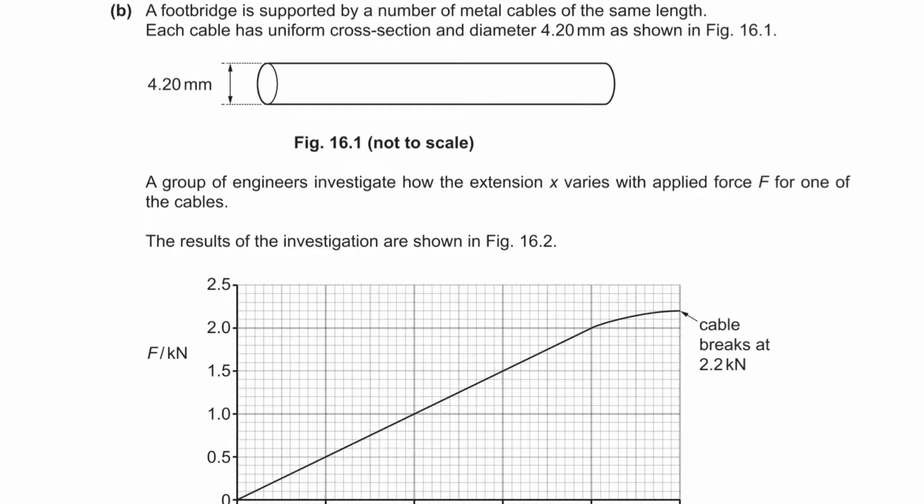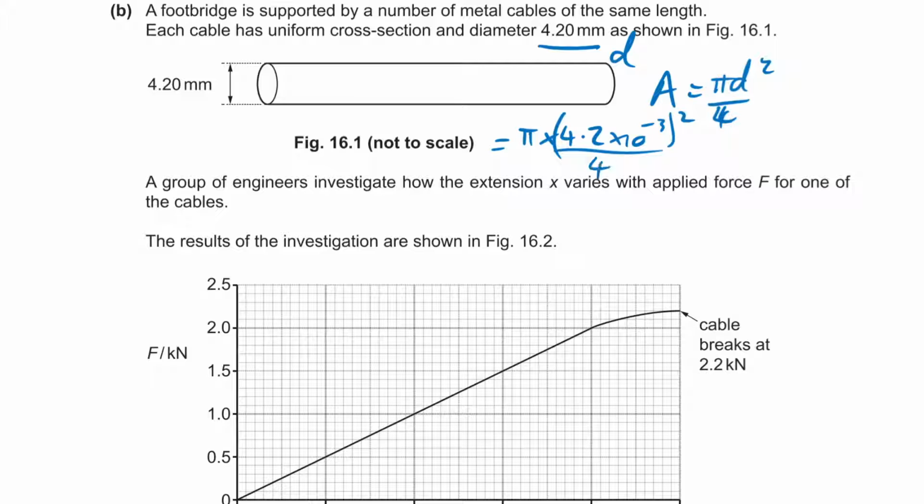Okay, a footbridge is supported by a number of these metal cables. They have a diameter of that. So we're probably going to find out the area from that. Let's do that right now, actually. Area is equal to pi d squared over 4. So that's pi times 4.2 times 10 to the minus 3 squared, divided by 4. And that gives us a cross-sectional area of 1.39 times 10 to the minus 5 meters squared. Okay, probably going to come in handy later.